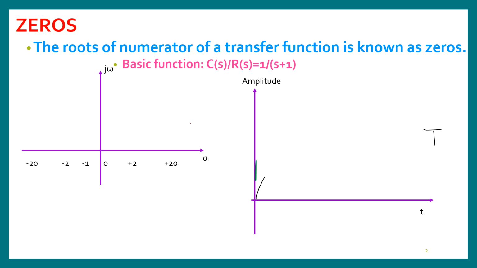Today's topic under discussion is the effect of zeros and their contribution to first order systems. How will you define zeros? How will you get the zeros? The roots of the numerator, when equated to 0, give the solution as zeros.